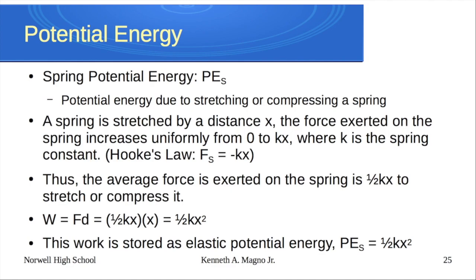Now, if a spring starts at 0 displacement, it starts with 0 force and goes to kx, so the average force between 0 and kx is half of kx. If I plug in the force as half of kx for a distance of x, my work comes out to be 1/2 kx squared. So that's the work I did to change the energy of that spring. That means the stored potential energy in that spring, sometimes called the elastic potential energy, is 1/2 kx squared.